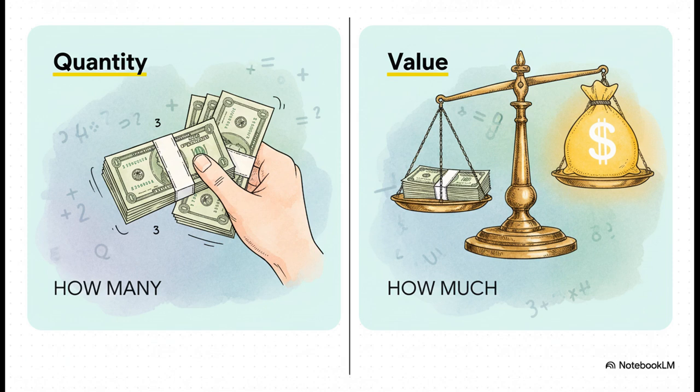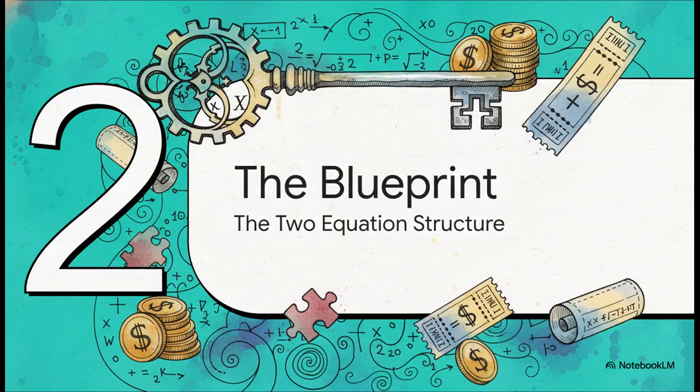Now, the trick to solving these problems is that you have to keep track of both of these ideas at the same time. And that's where algebra comes in. It lets us do that with two separate equations. So how do we actually do that? Well, we use what I call the two-equation blueprint. Seriously, think of this as your secret weapon, a skeleton key that unlocks every single one of these problems, whether it's about tickets, coins, you name it.